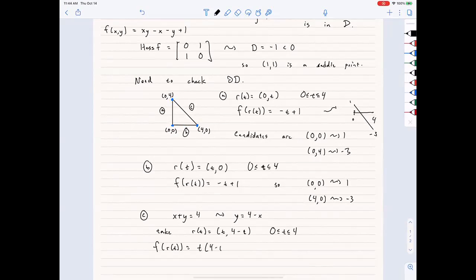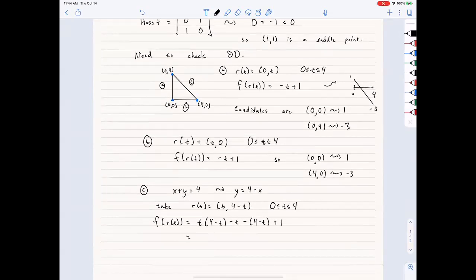t times 4 minus t, minus t, minus 4 minus t, plus 1. We'll get a little simplification. So we'll get 4t minus t squared. The negative t cancels with plus t, so I'll get minus 4 plus 1, which is minus 3. Which is equal to negative t squared minus 4t plus 3, which equals minus, I guess, t minus 3, t minus 1.